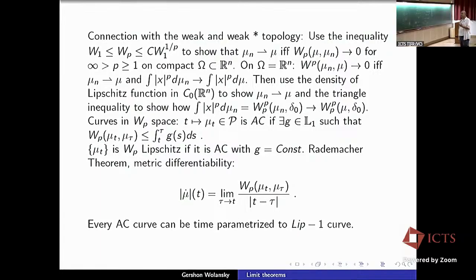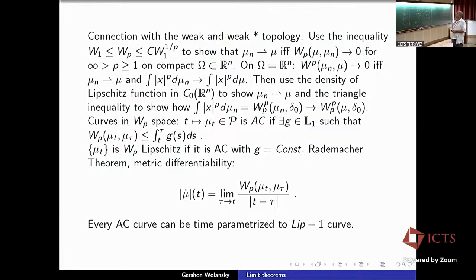Because the convergence in dual C0 may not converge to a probability measure, mass may run to infinity. So we need another condition. The condition is that mu n converges to mu in Wasserstein P if and only if they converge weak star, and also the P moment of mu n converges to the P moment of mu. So this takes care of mass running to infinity.